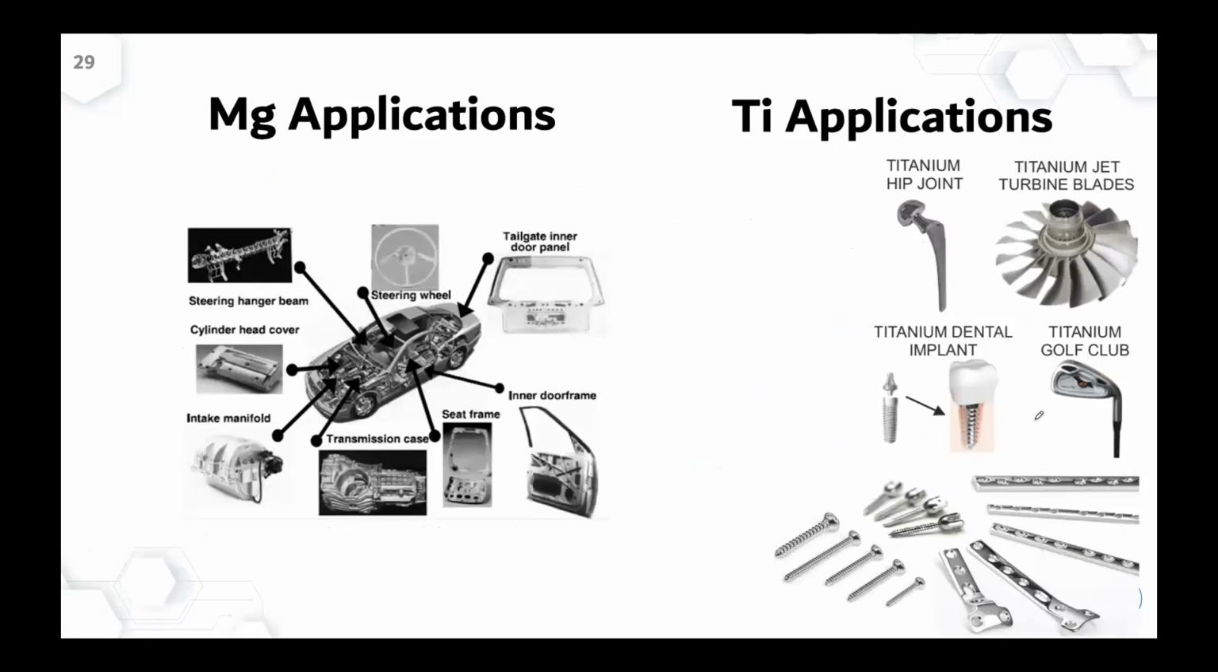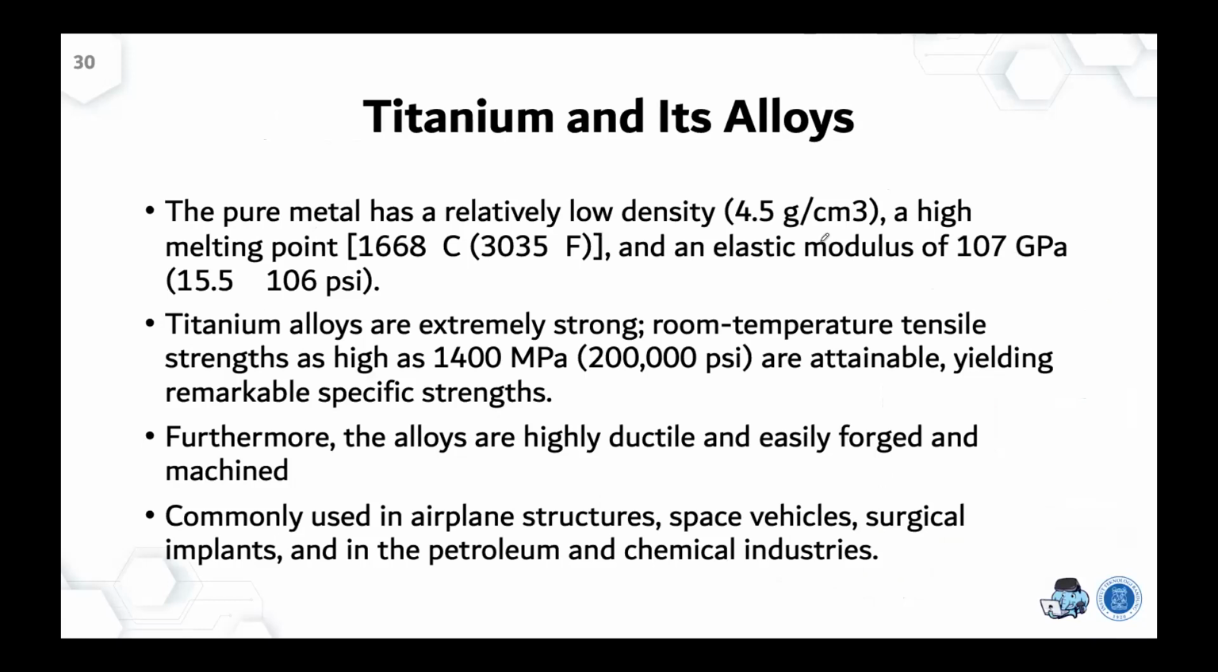Okay, and then this is the magnesium application. It can be for hanger beam, for steering wheel, for the body of the car, for the cylinder head, and so on. So the seat frame or inner frame can use that. And then the titanium, one more, yeah, the titanium. It is with the light metals, it is also very, very strong, and it also has quite low density compared to steel, so it's still considered a light metal. Okay, it is used for airplane structure, space vehicle, and surgical implants.